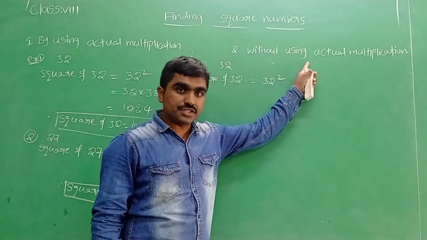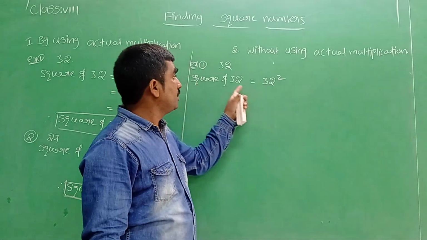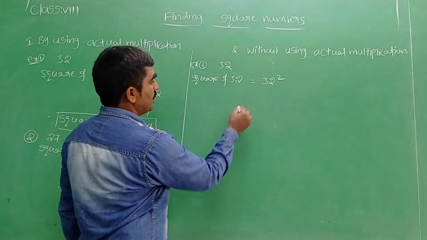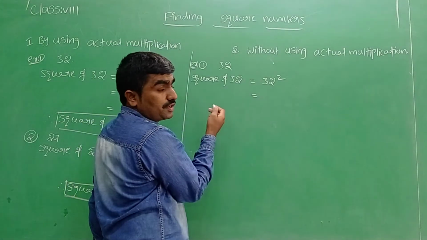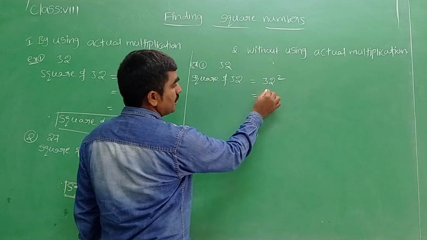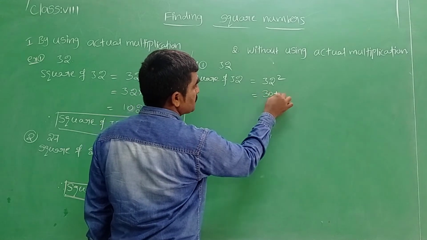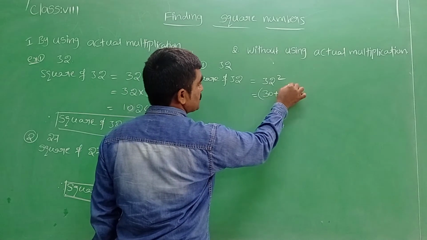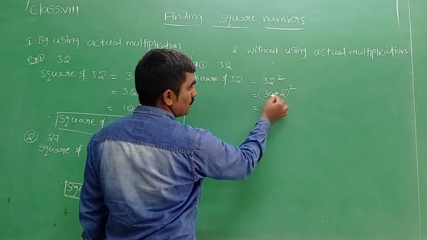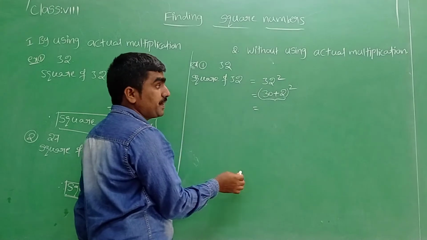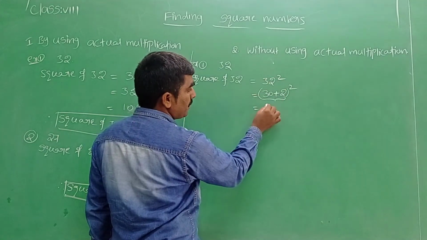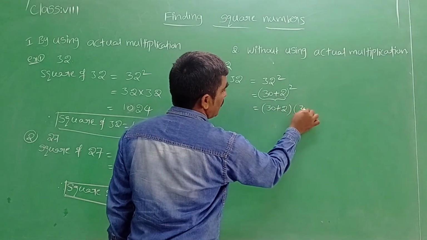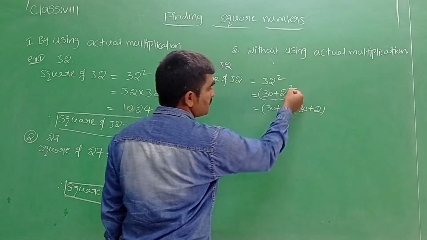Here, by using the distributive property, we can find the square of 32 without using actual multiplication. What is the round figure near 32? 32 is near to 30. 32 can be written as 30 plus 2. 30 plus 2 whole squared. Now power 2: this 30 plus 2 completely is the base. Power 2 means multiply the base by itself 2 times, so we write 30 plus 2 two times.